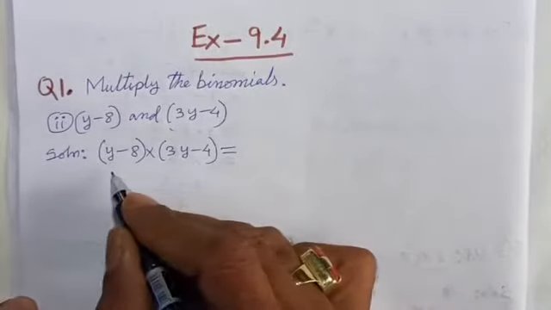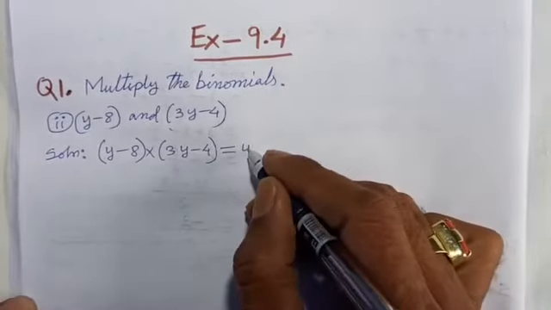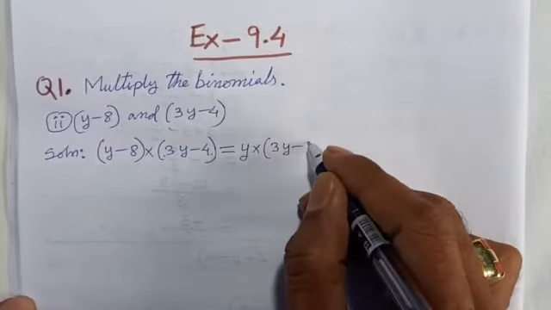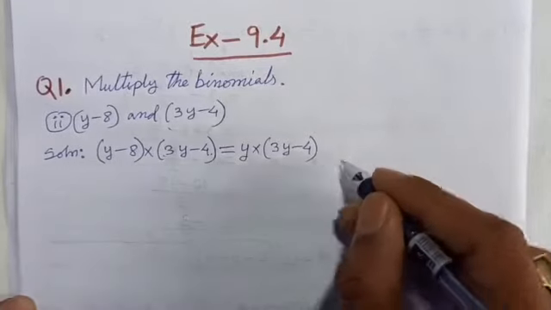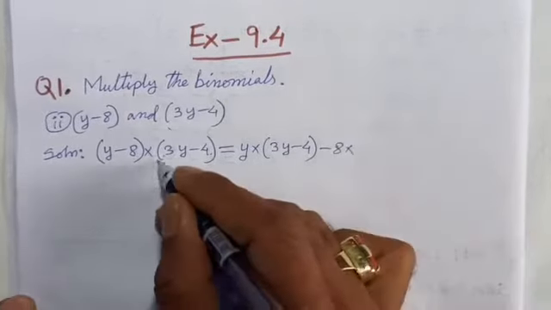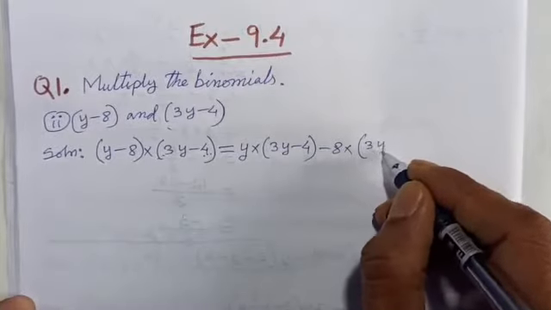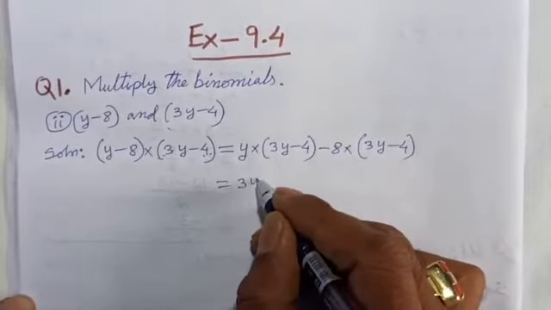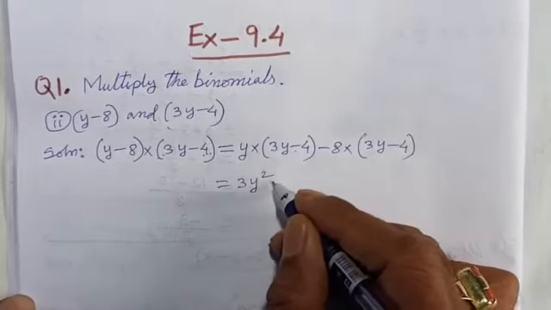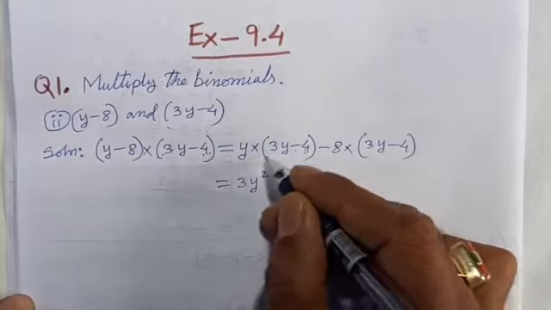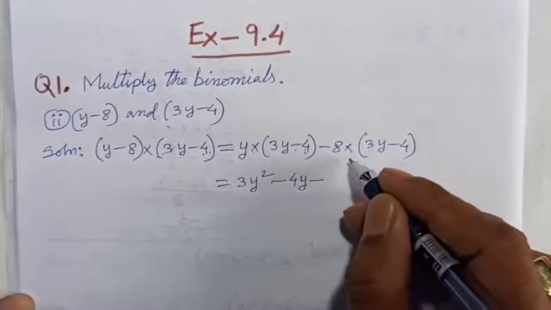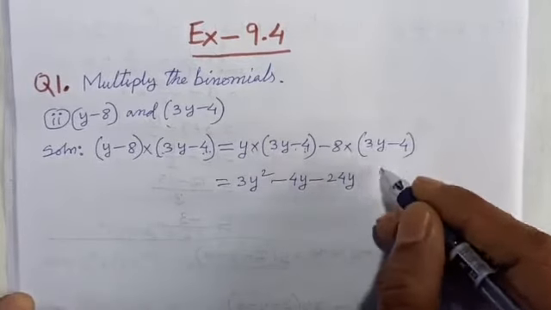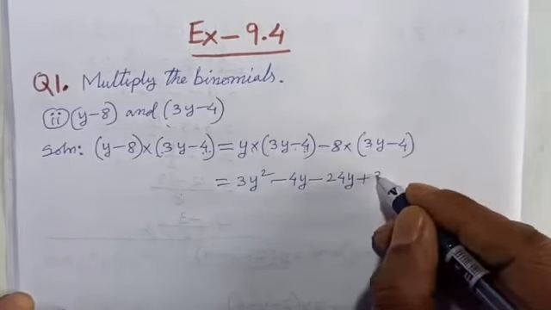If we want to multiply this, first we have to write down this y, and this y will multiply this bracket 3y minus 4, then minus 8 will multiply this bracket 3y minus 4. y into 3y is 3y squared, then this minus sign, write 4 first, 4 into y is 4y, then minus sign, 8 into 3 is 24y, minus into minus is plus, 8 4s are 32.